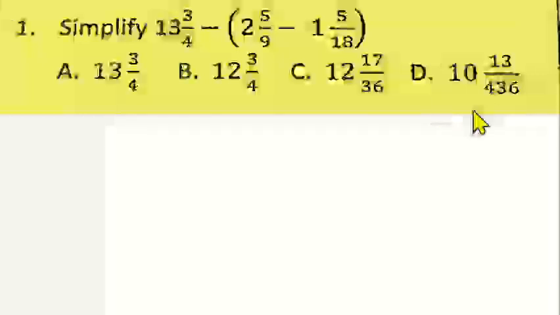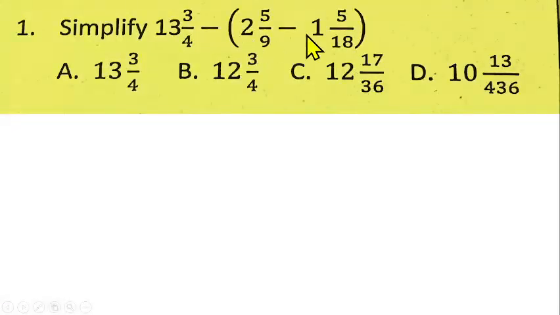Alright, the first question we are going to solve in this video is from fraction. We have to simplify 13 3/4 minus (2 5/9 minus 1 5/18). So this is the simplification of fraction. Of course the first thing to do is to change all these mixed numbers to improper fractions.